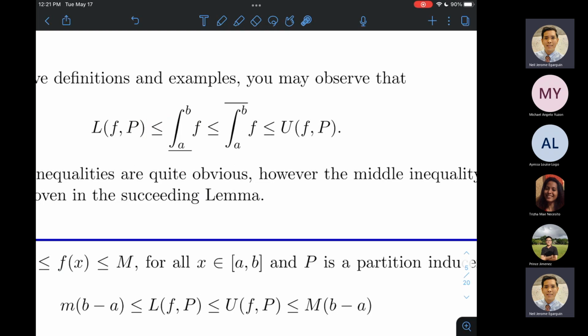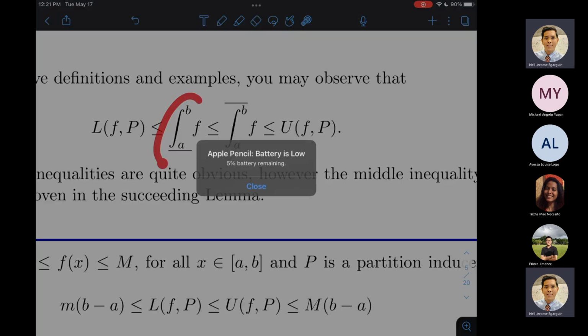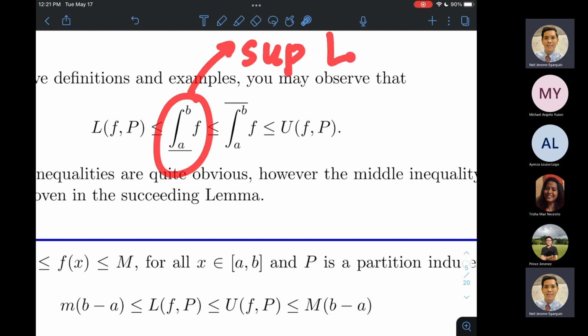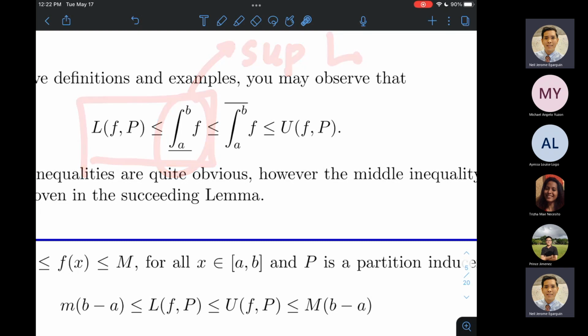It should be obvious kasi nga ang lower Riemann integral, itong lower Riemann integral ay laging, sa ano nga definition nito? Ito yung supremum ng mga L. So ibig sabihin, in the first place, the lower integral is an upper bound of the lower sums. Therefore, this inequality is obviously true.